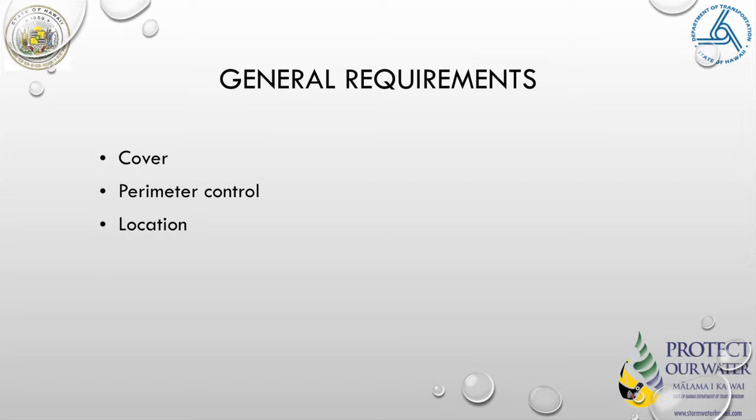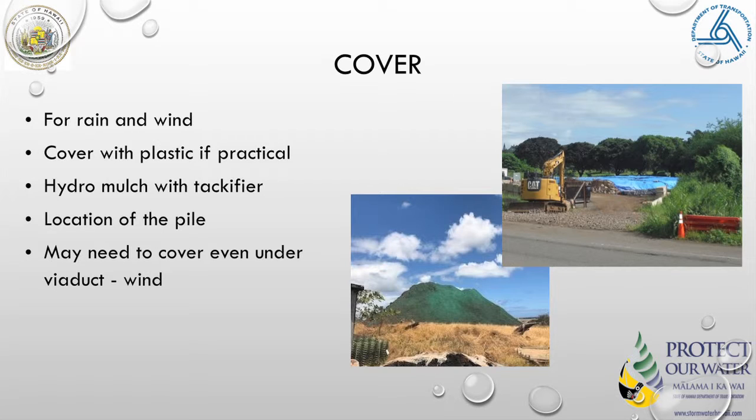General requirements: cover, perimeter control, and you have to consider the location. Cover. This is for both rain and wind. You need to cover it with plastic if practical. You notice the one in the upper right-hand corner. That is an extremely large stockpile. That contractor probably cleared out the supply of blue plastic tarps on this island, but he managed to cover it. On the bottom left, obviously this mountain is not really conducive to being covered with plastic.